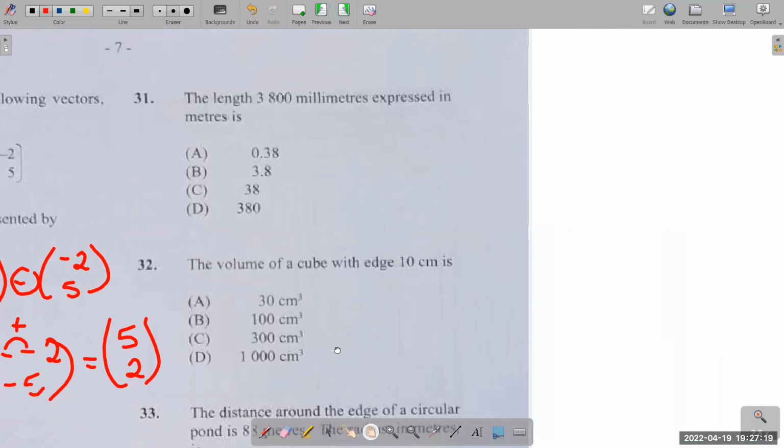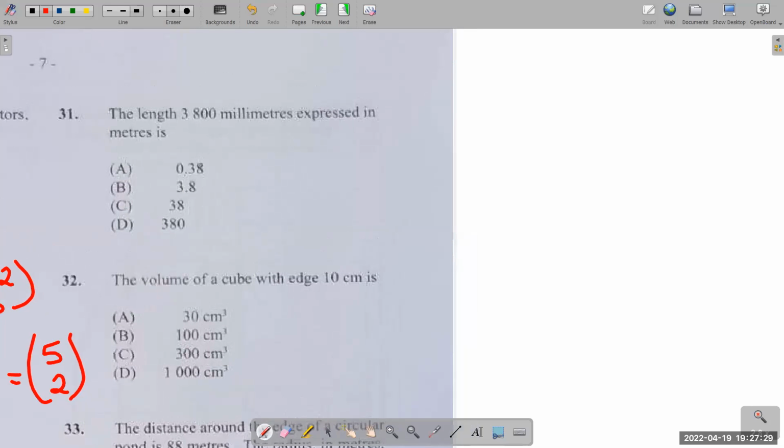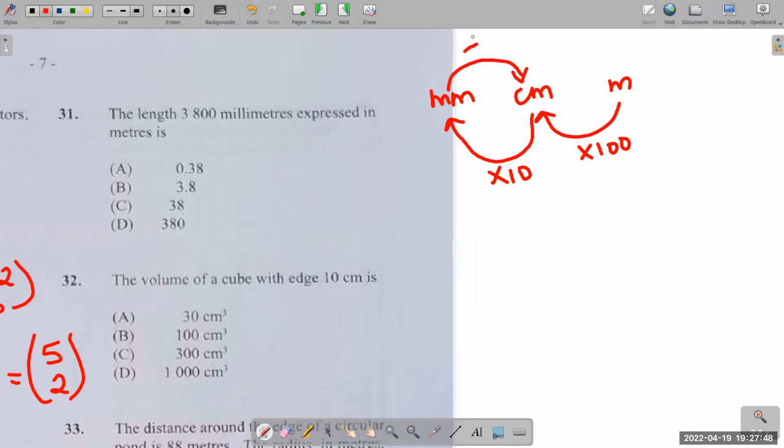I hate measurement questions. I shouldn't say that, but it's just facts. So there we go. The length of this expressed in meters. What did I teach you to do whenever you have stuff like this? Draw the conversion cloud. Millimeters to centimeters to meters in this case. To go from meters to centimeters is times 100. To go from centimeters to millimeters is times 10. Then from millimeters to centimeters is divide by 10. Then centimeters to meters, divide by 100, sorry.